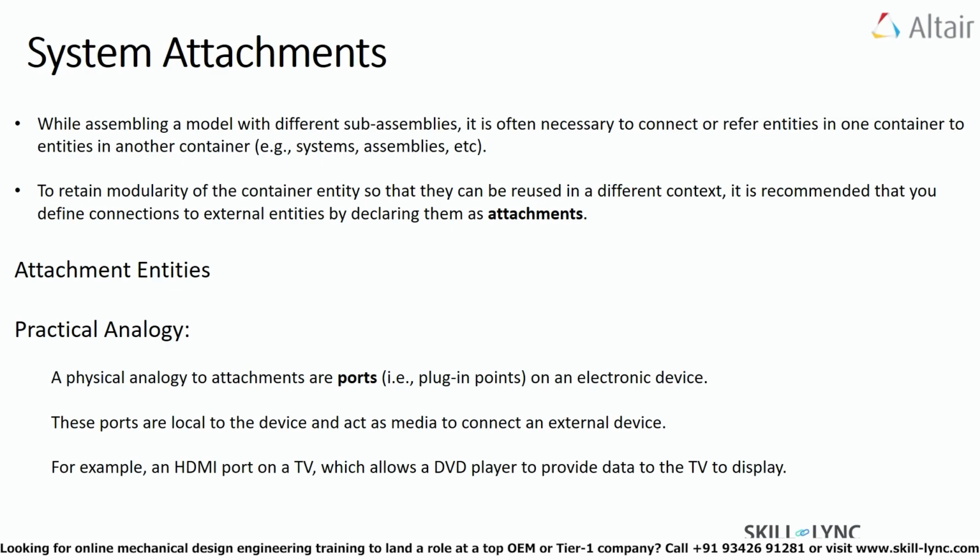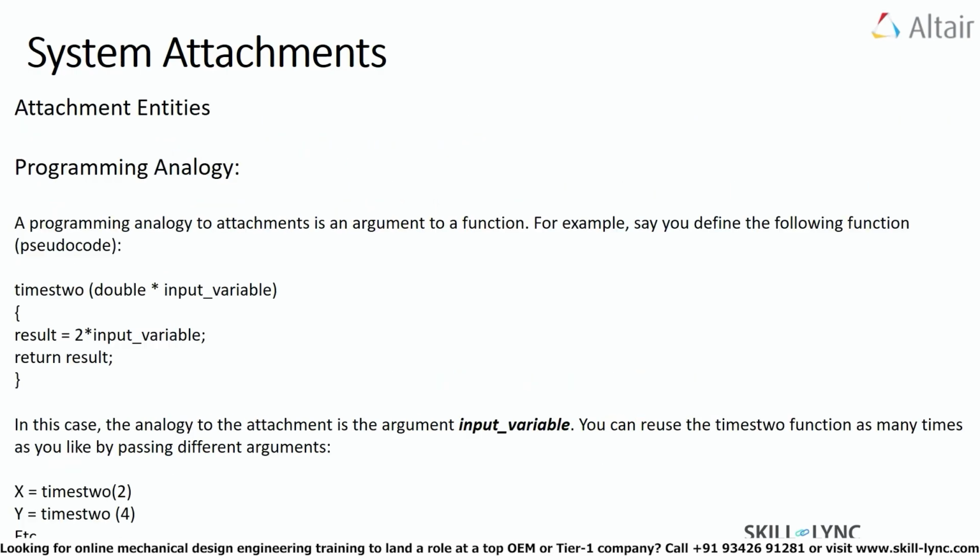Now, for those who have a background in programming, I will also share another analogy that you can relate to. The argument that is passed in a function can be compared to attachments. For example, consider you have defined the following pseudo function, times 2. So this is basically double times input variable, and the result is going to be 2 times input variable. In this case, the attachment can be compared as an analogy to input variable.